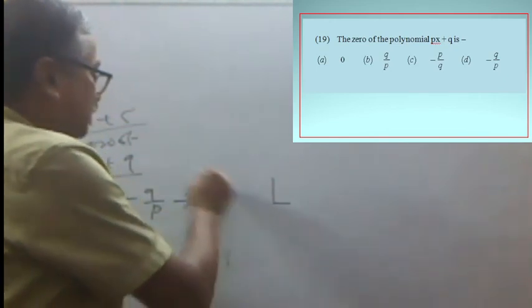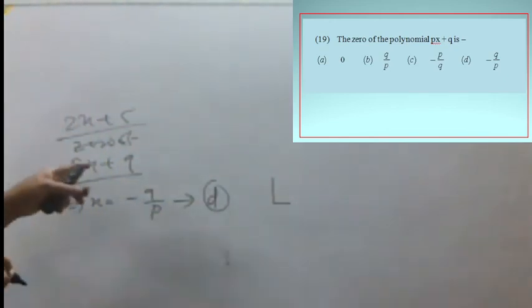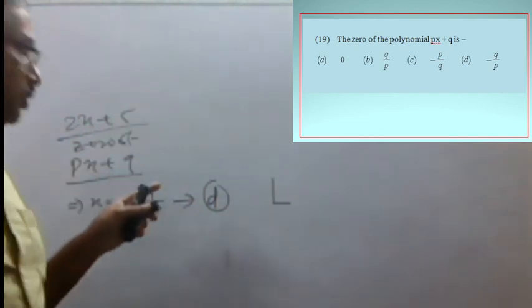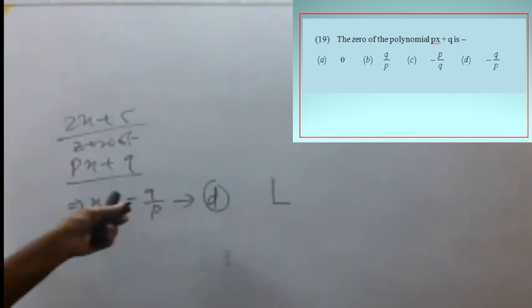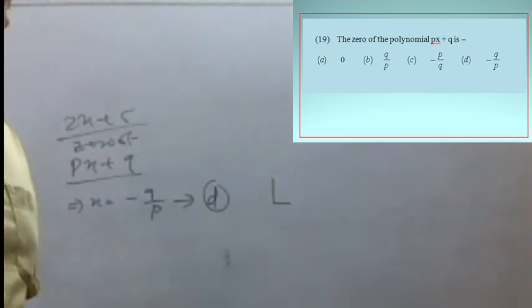Option D is correct. So one polynomial is given, the zero of this polynomial. We just have to solve by forming equations. It may be quadratic or linear.